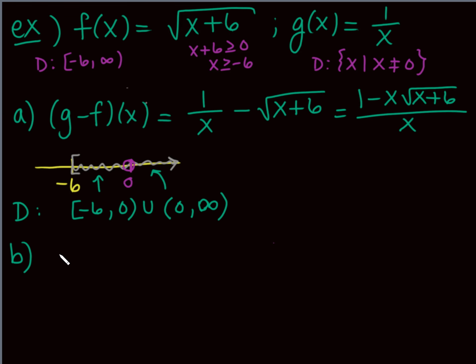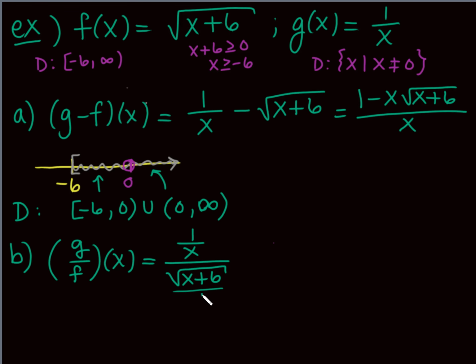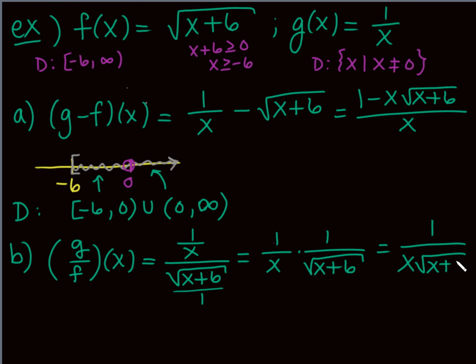All right, let's look at another one of these. So what about if I did, let's do g over f of x, and then we'll do f over g. So g is 1 over x all over f, which is the square root of x plus 6, right? Now remember, this is all over 1. So what do I do with fractions when I divide by them? I flip them and multiply. So look at what I have now. I have 1 over x times root x plus 6.